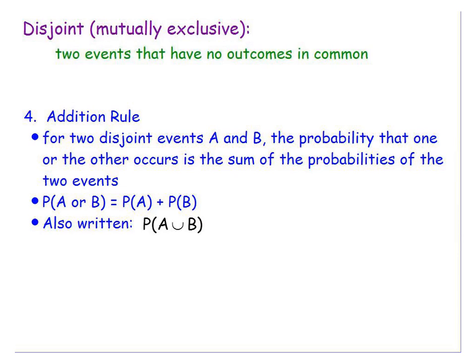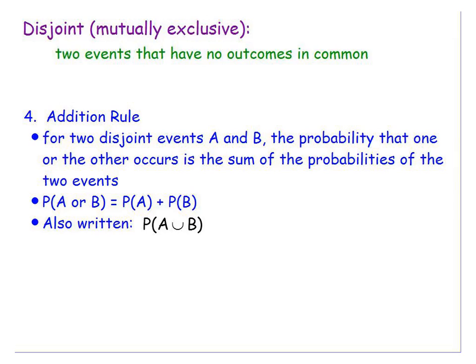So for example, let's say you're rolling a dice. We know the only options for rolling a dice are the numbers 1, 2, 3, 4, 5, and 6. Well, one event might say find the probability of rolling a 2, and the other event might say find the probability of rolling a 5. Those two events don't have any outcomes in common because the first one is only looking for a 2 and the second one is only looking for a 5.